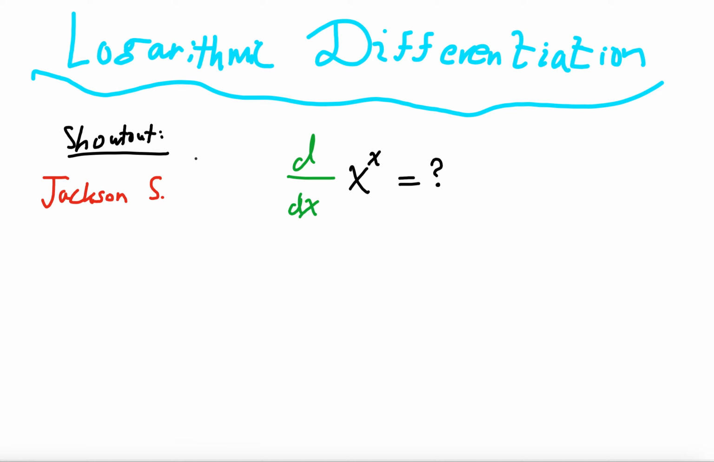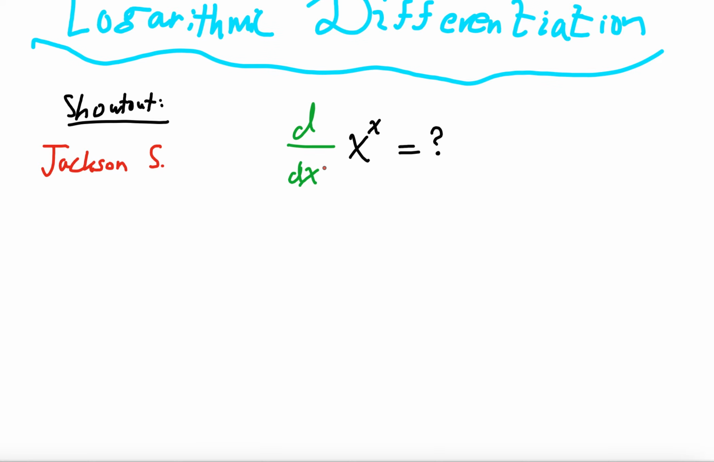Let's try and go about solving this problem, okay? Can we use the power rule? Well, then we get x times x to the x minus 1, but that just becomes x to the x, which would mean it's its own derivative. But later in this video, we're going to show that this is not the case. So instead, we need to do something called logarithmic differentiation.